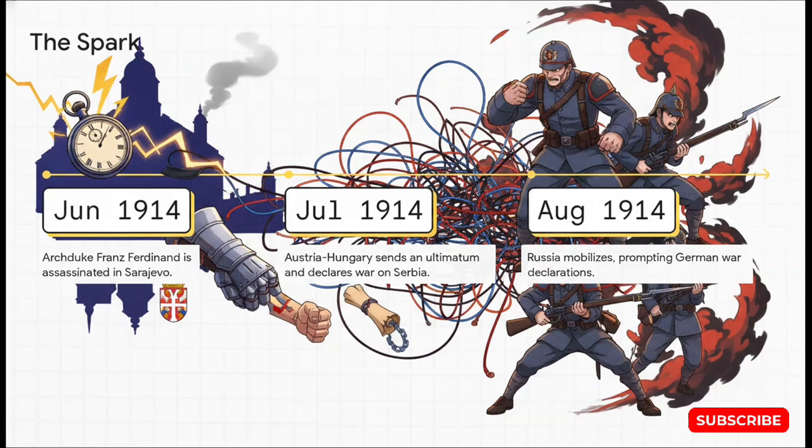Austria-Hungary blames Serbia, sends them this humiliating ultimatum. Serbia rejects it, so Austria-Hungary declares war. Then Russia mobilizes to defend its fellow Slav nation, Serbia. Because Germany has an alliance with Austria-Hungary, they mobilize and declare war on Russia, and then France. Literally, in just a matter of weeks, the great powers essentially drag each other into a massive continent-wide conflict.